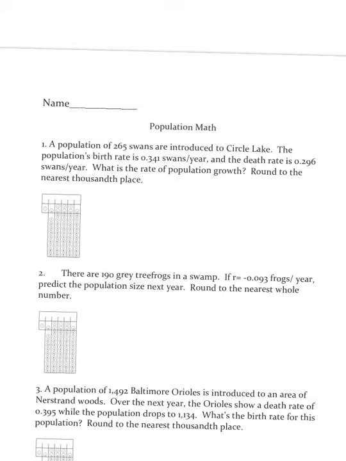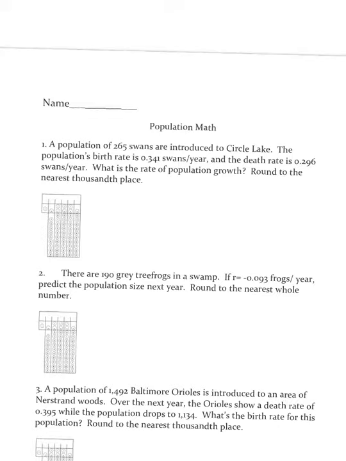All right, so let's go over these population math problems. Number one, a population of 265 swans are introduced to a lake. The population's birth rate is 0.34 swans a year, and the death rate is 0.296. What is the rate of population growth? This is a very basic population growth calculation. These are the ones that you should probably definitely be able to do.